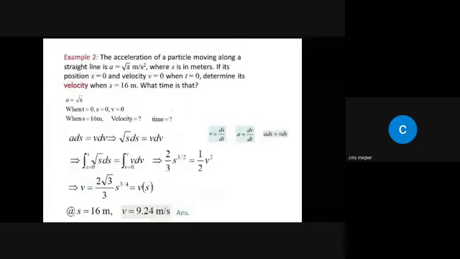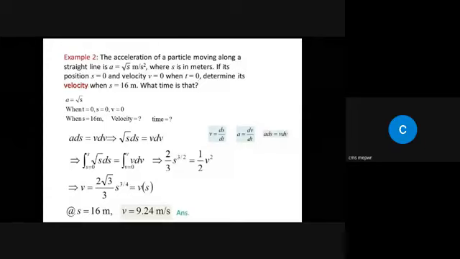The acceleration of a particle moving along a straight line is given by a = √s, where s is in meters. If its position s is equal to 0 and velocity v is equal to 0 when t is equal to 0, this means at time t equal to 0, the acceleration as well as velocity was 0. So determine its velocity when s is equal to 16 meters.